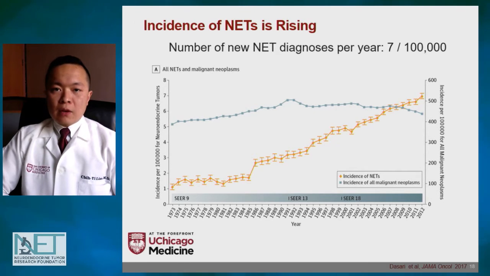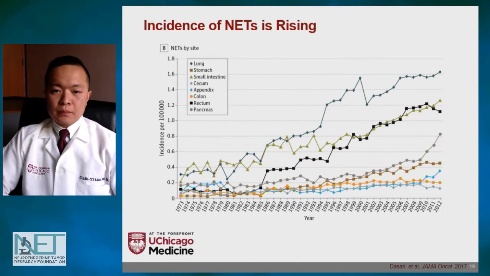This is a graph from the SEER database, and you can see in the yellow line that over the past 3 decades, the incidence of neuroendocrine tumors has steadily increased. In the gray line, you see the incidence of all cancers. There was a slight increase in the 80s and 90s, but then the incidence of all cancers has leveled off recently.